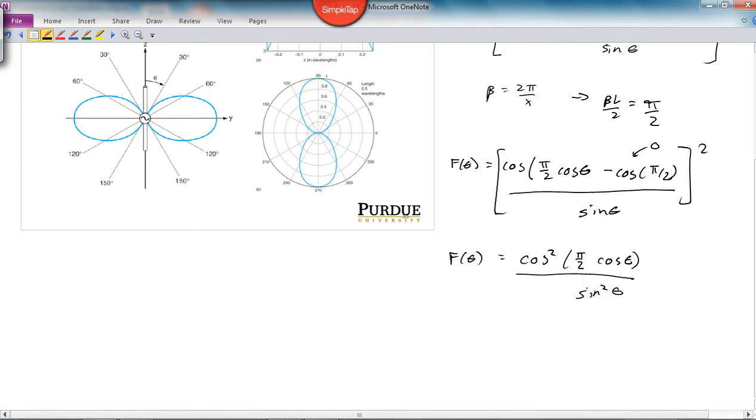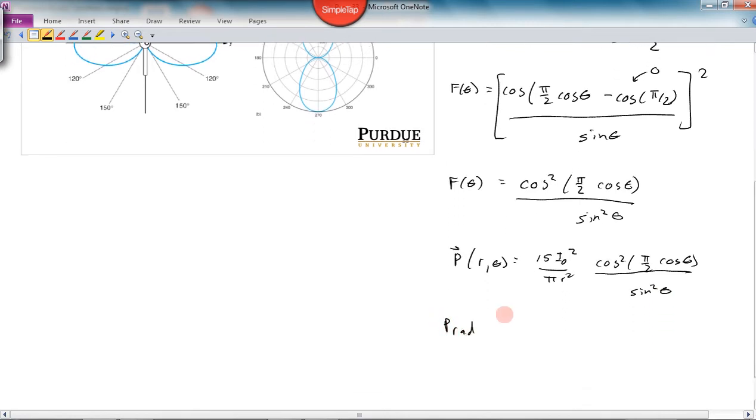The radiated power density is therefore given by (15 I0 squared over pi r squared), and then we just need to multiply that by the pattern function: cosine squared of pi over 2 cosine of theta, over sine squared theta.